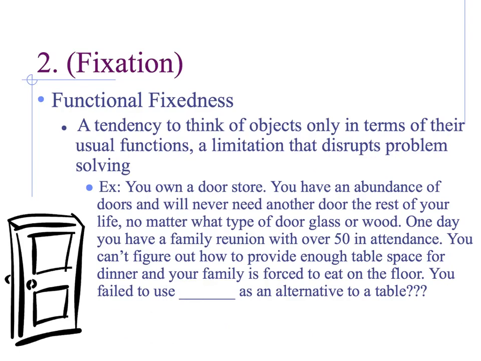All right, first things first, whatever you do, do not write this down. This is an example of functional fixedness. You don't need to write it down. It's excessively wordy, so don't write it down. Okay. So now that I said that, a second type of fixation that interferes with problem solving is called functional fixedness. And this is a tendency to think of objects only in terms of their usual functions.